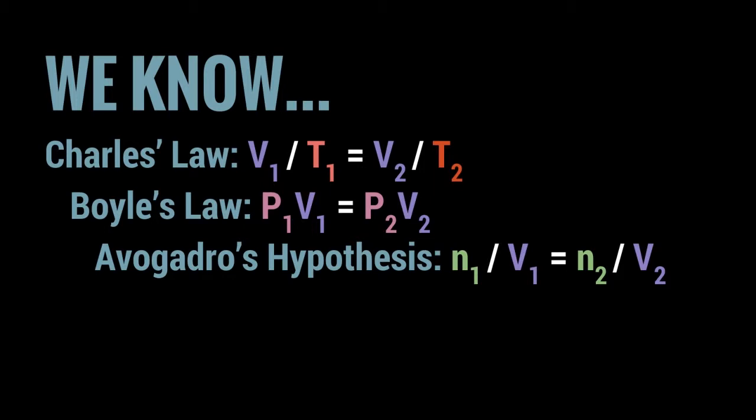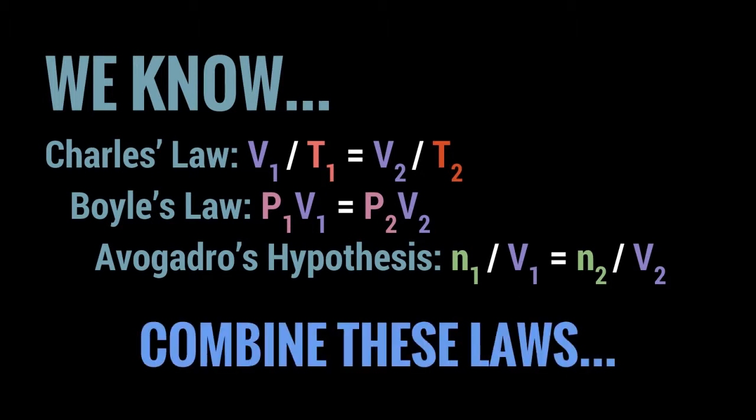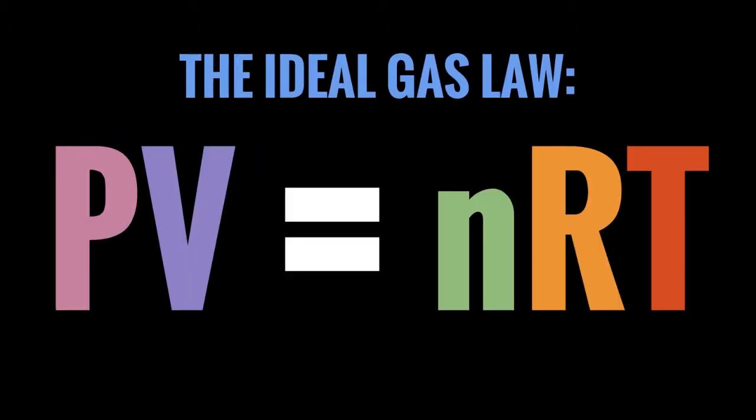So we have Charles' law, Boyle's law, Avogadro's hypothesis. We talk about all of these three in different podcasts, but essentially what we need to know here is that in Charles' law, volume and temperature are directly proportional. In Boyle's law, pressure and volume are inversely proportional. And Avogadro's hypothesis states that the number of moles of gas, or the amount of gas, is proportional to the volume.